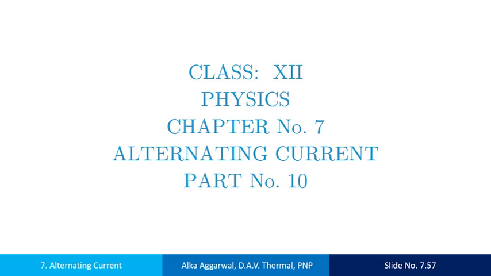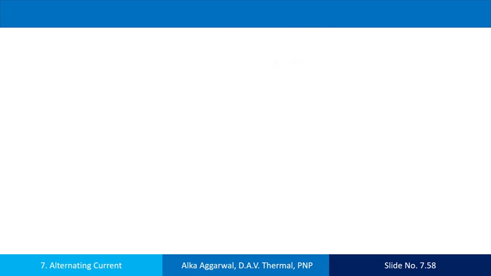Hello, in this lecture we will discuss the AC generator. An AC generator is a device which is used to convert the mechanical energy of rotation into electrical energy. The word generator is a misnomer because it does not generate anything. It simply converts the mechanical energy into the electrical energy.